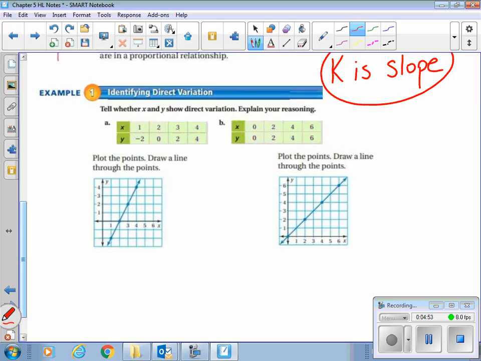So looking at that graph, is that direct variation? Well, we know in order for it to be direct variation, it has to be a straight line that cuts through the origin. And there's your origin. Is that line cutting through the origin? No, it is not. So this is not direct variation. Explain your reasoning. Well, what would be my reasoning behind it? It is a straight line, but it's not cutting through the origin. So your reasoning would be it does not cut through the origin.